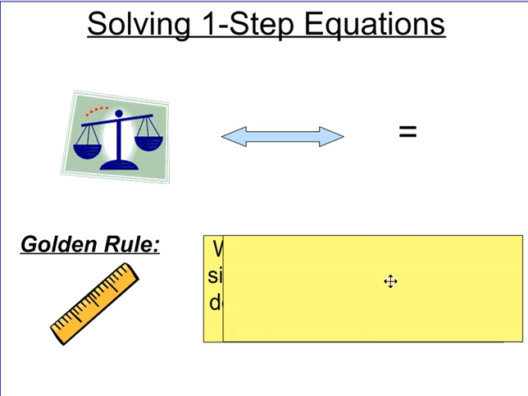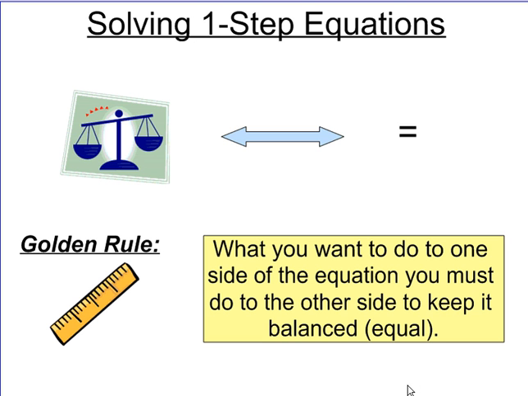What we're going to do is use something called the golden rule, which is basically what we do to one side of the equation, you must do to the other side to keep it balanced. In other words, this is the property of equality. And when using the property of equality, we can keep things balanced and even and maintain this equal sign, which is what we're really trying to do.